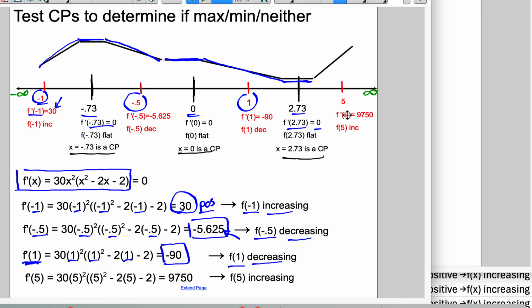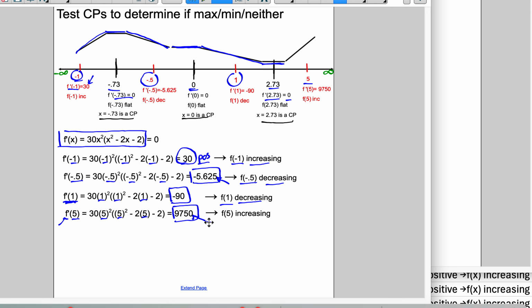Now I'm going to take my last test point, x equals 5, and I'm going to plug 5 into the derivative formula. Everywhere there's an x, I put 5, and I evaluate it. I get 97.50, and because my derivative is positive, it tells me that f of 5, when x is 5, my function f of x is increasing.